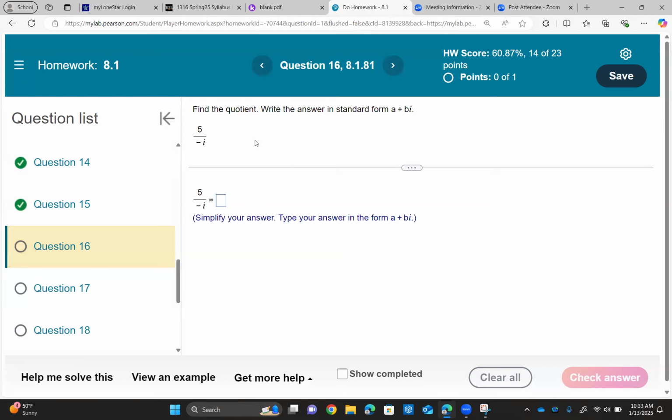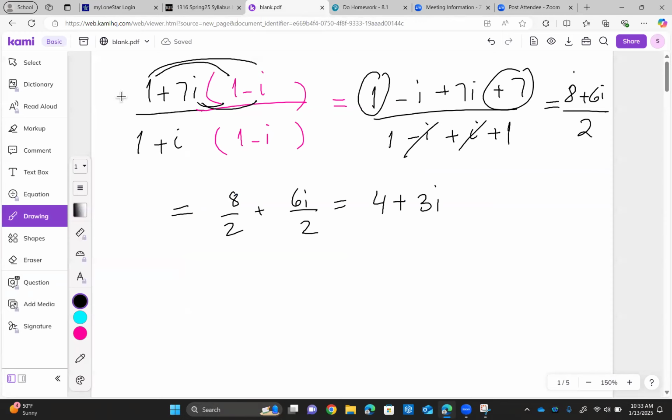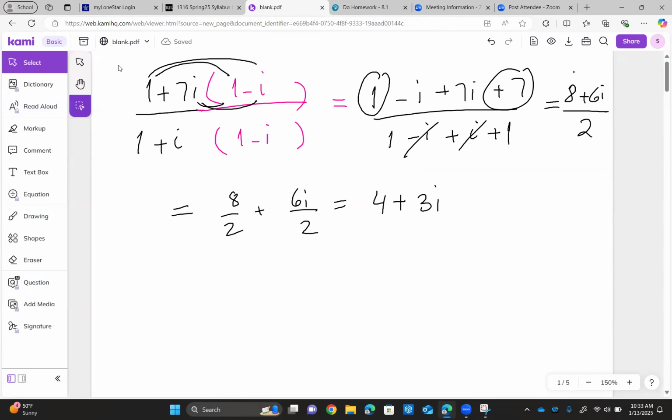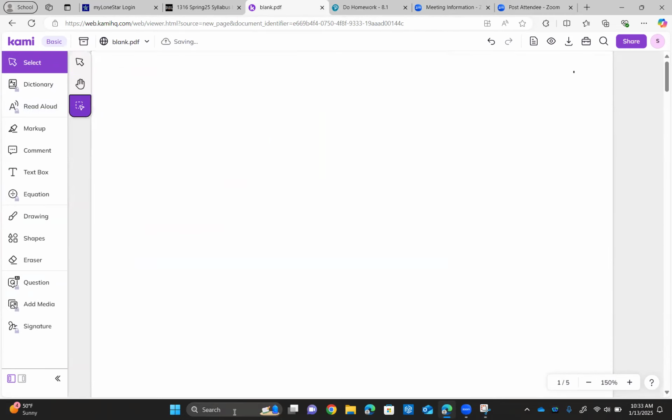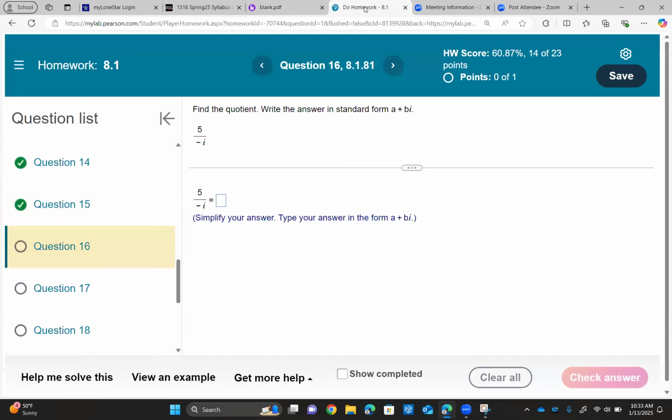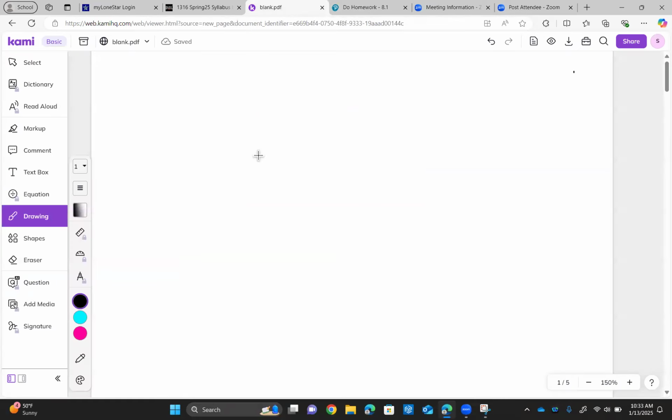Now, with question 16, we want to divide 5 by negative i. That's another division problem, but it's a little bit different format than what we have seen so far. So when I need to divide 5 by negative i, the complex conjugate of the denominator is now just positive i. So we're going to just multiply top and bottom by positive i. The numerator becomes 5i, and the denominator becomes negative times positive is negative, i times i is i squared, so we have a negative i squared.